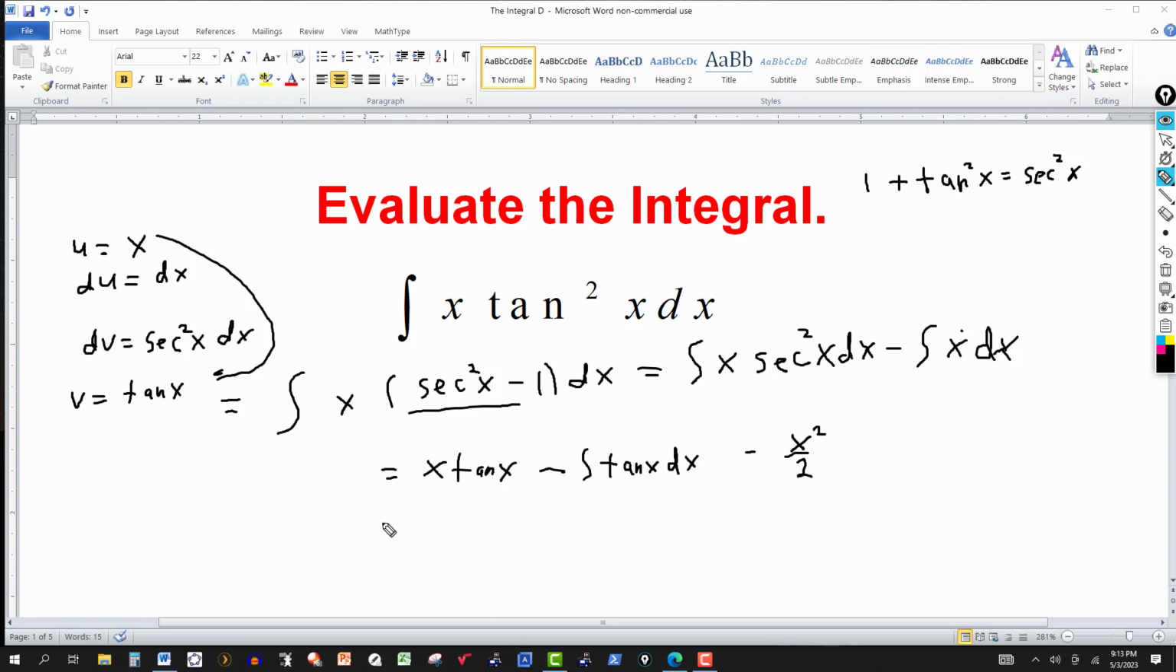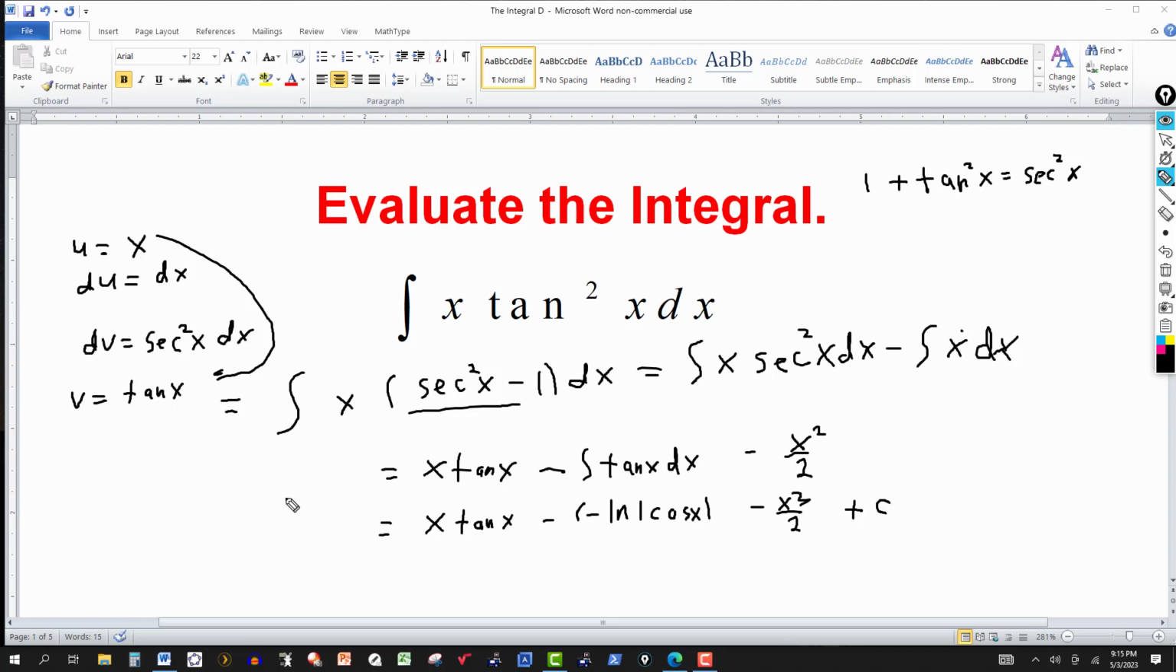And then we continue here. This is equal to x tangent of x. And the integral of tangent x, I derived that in one video that I did, is minus natural log of absolute cosine x. And then we have minus x squared over 2. And of course, once you integrate, you have your constant of integration, so I'll put plus c here.